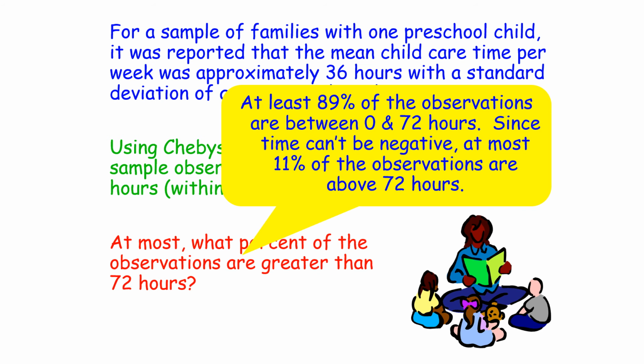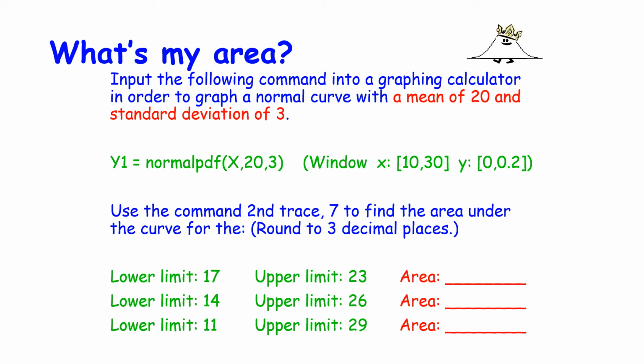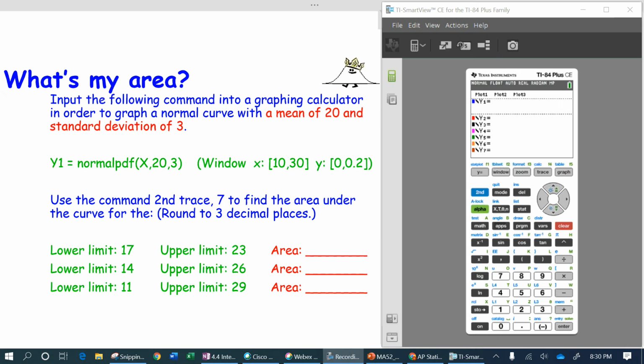Let's talk a little bit about area. So we're going to input the following command into a graphing calculator in order to graph a normal curve with a mean of 20 and a standard deviation of 3. So what we're going to do is, on our calculator, go to our Y equals. Then we're going to go to our second distributions, which is our VARS menu. Then we're going to select normalpdf, so option number 1. Here we're going to have an x value of x.